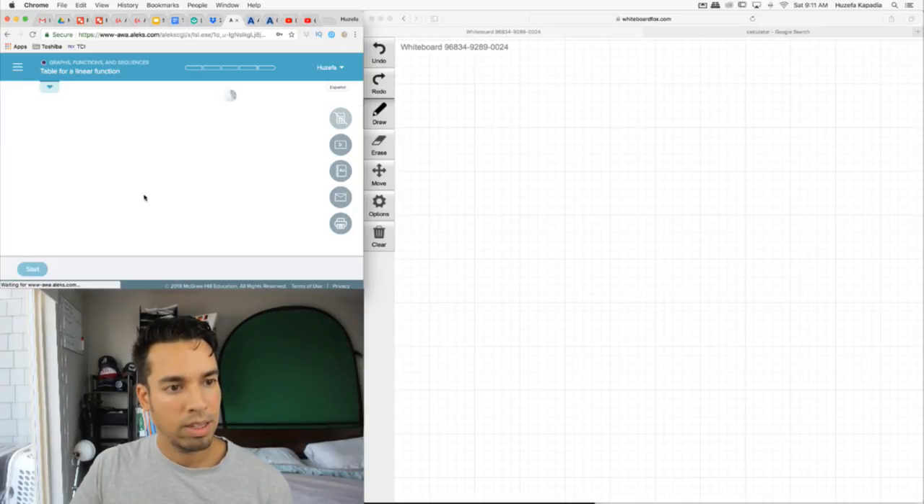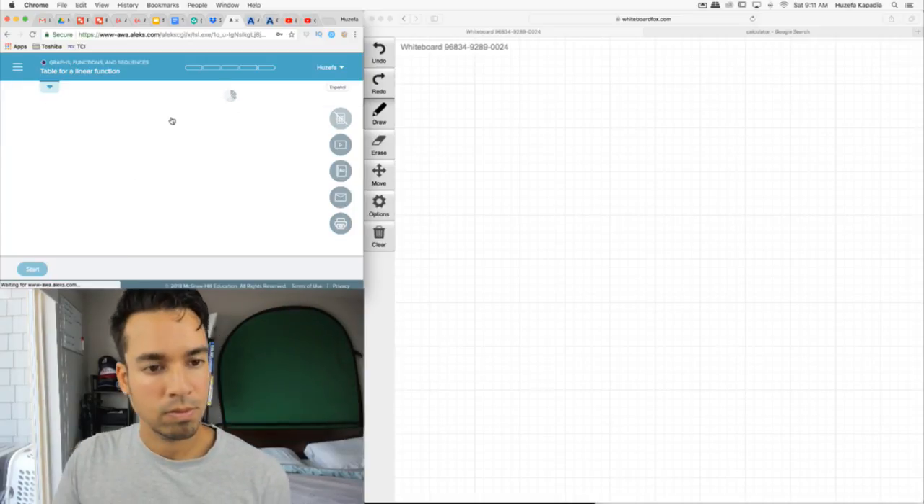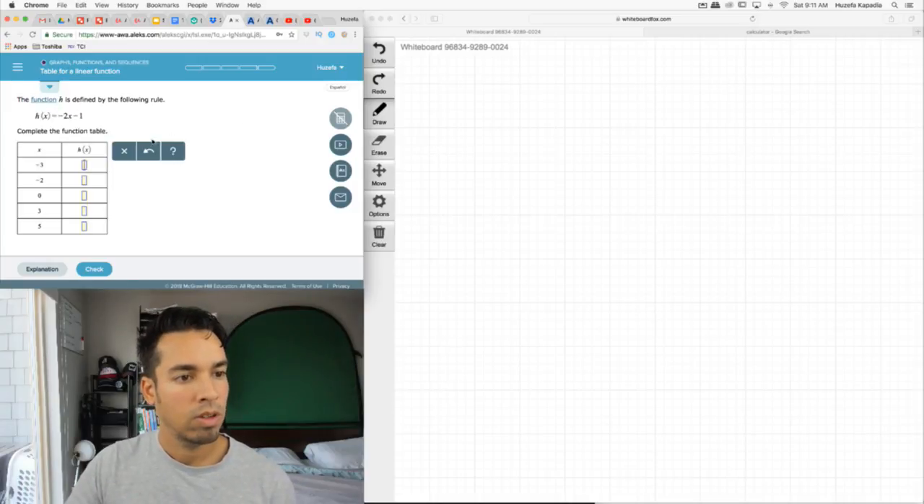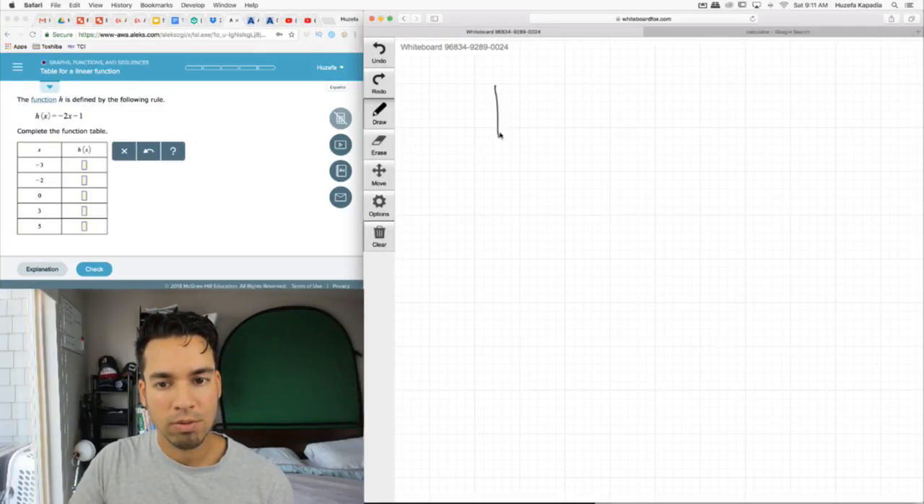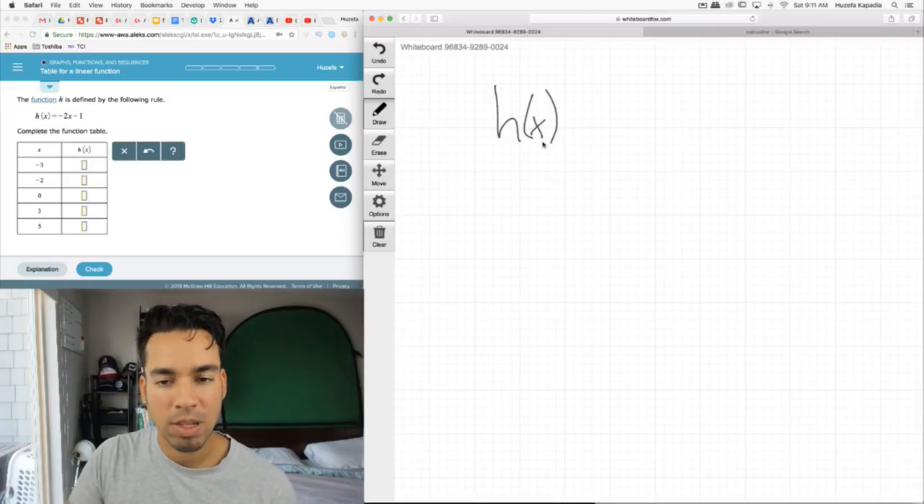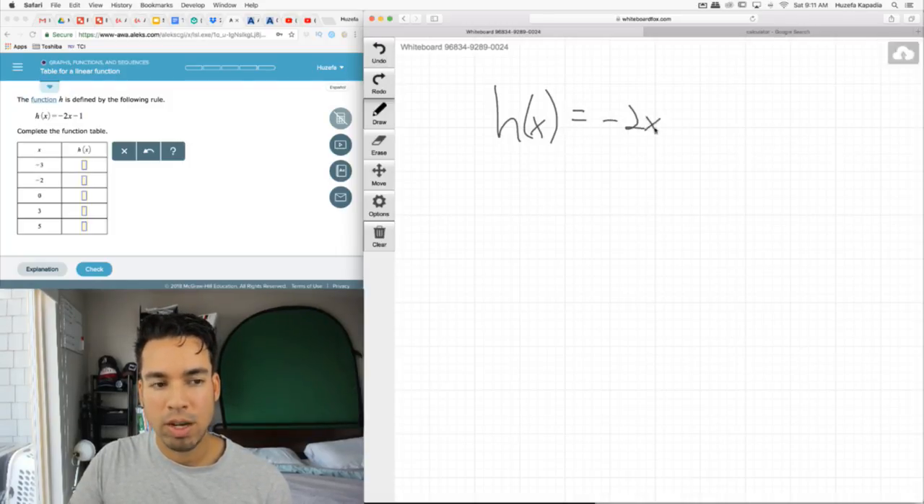Table for a linear function. Now we just need to fill this out. What are we doing here? We're just plugging in values for this function for x. When we say h parentheses x, this isn't h multiplied by x, meaning this is h is a function of x. This is just like writing y if we wanted to. So this is just one variable or one value really equals negative 2x minus 1. And what we want to do is figure out what is the value of this whenever we plug these values in for x.